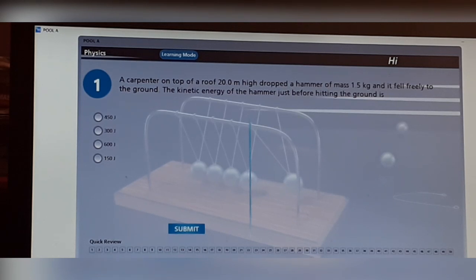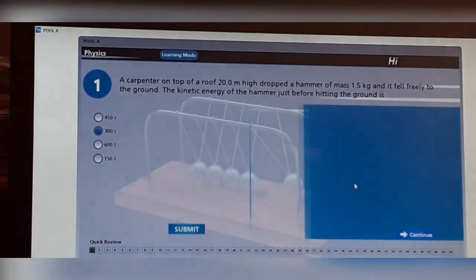Now I want you to understand that an object can have both kinetic and potential energy at the same time, like what we have here. At a certain velocity, kinetic energy will be equal to potential energy. And if you use the formula for potential energy, which is mass times acceleration due to gravity times height, to calculate what we have here, you are going to get 300 joules as your answer.